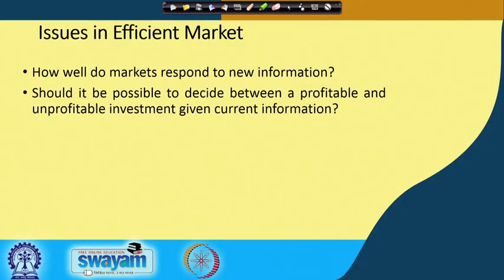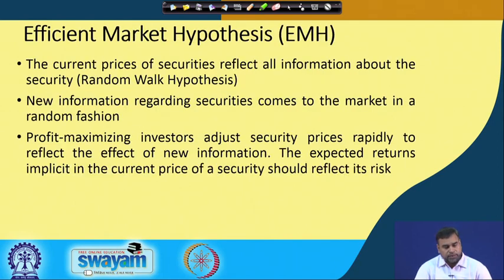Therefore, we have to ensure how well the market responds to the new information, and the second one is, should it be possible to decide between a profitable and unprofitable investment given current information. There should not be any kind of gap between the different stakeholders to ensure which one is good for them, which one is bad for them, which investment they should make to maximize the return, which investment they should not make. Those things are very important whenever we talk about the efficiency of the market.